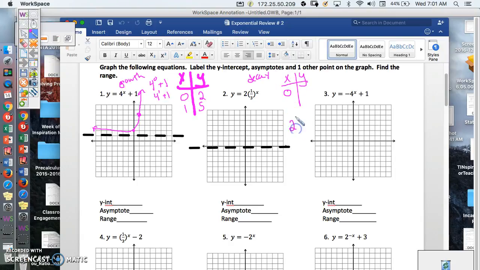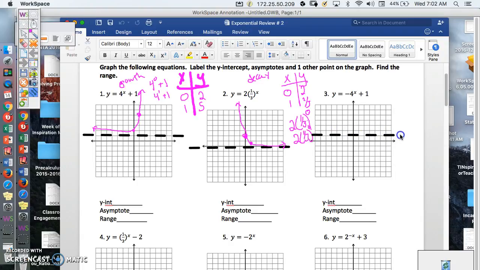0, so 2 times 1/3 to the 0. Well, anything to the 0 is 1. 1 times 2 is 2. And then 1. So 2 times 1/3 to the first. 2 times 1/3 is 2/3. And we can see we have that decay there.